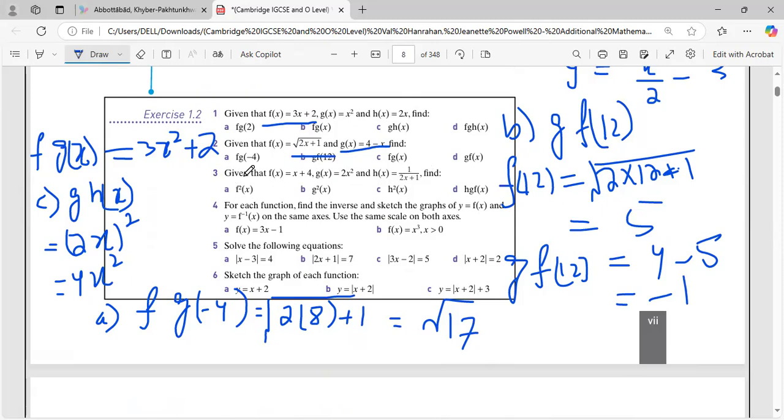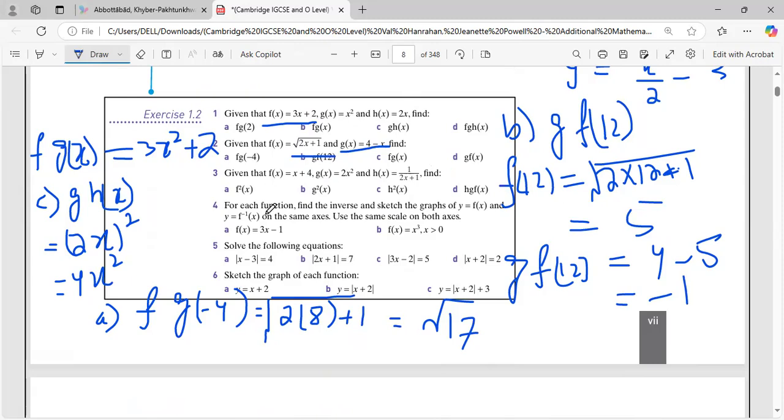Next is question 3. Given that the f function is x plus 4 and the g function is this, find f squared of x, g squared of x, h squared of x, and h of g of f of x. So squared means you have to take the square, right? x plus 4 whole squared, like this.